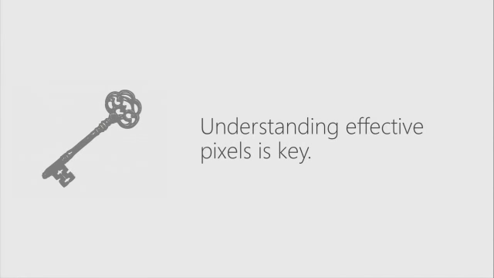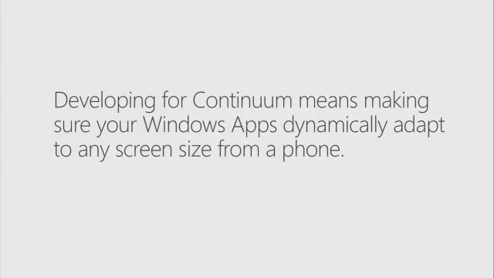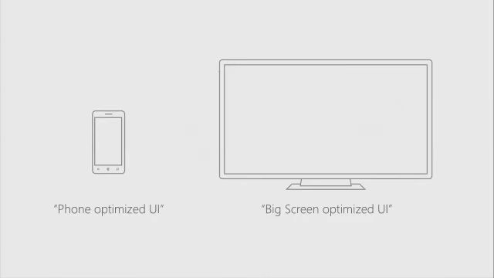The big benefit of using effective pixels is that you as developers can design and build your UI one time, and the Windows system actually does a lot of work on your behalf to make sure that UI looks great on any screen. I would make sure that you go and reference some sessions on effective pixels after this. So developing for Continuum really means making sure your Windows app adapts dynamically to any screen from a phone. In our configurations, we really expect for users to see phone-optimized UI on the phone and big screen optimized UI on the big screen.